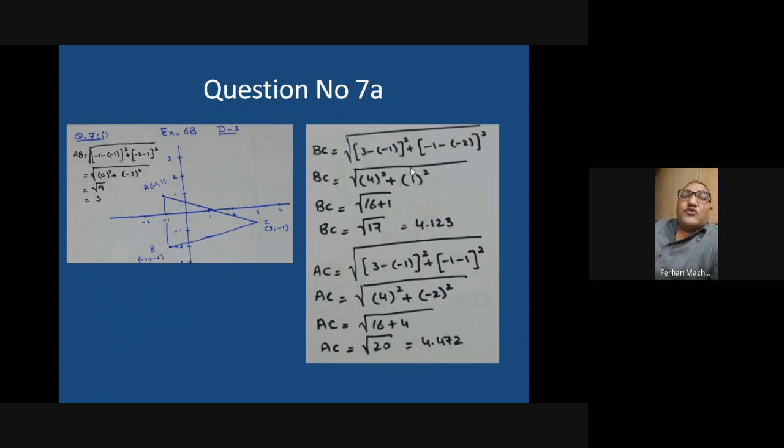Minus 1 plus 2 will give you 1, and 1 square will be 1. So 16 plus 1 will be 17, so under root 17 will be 4.123. So this is how you will find the length of the BC.